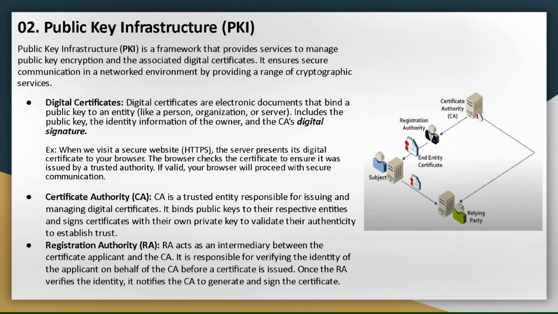So this digital certificate, which binds the public key to an entity, has the information about the entity, for example the owner, and the CA's digital signature. The CA is basically a central authority, the one who monitors and provides certification to any entity. For example, as I gave before, when we visit a secure HTTPS website, the server presents its digital certificate to your browser.